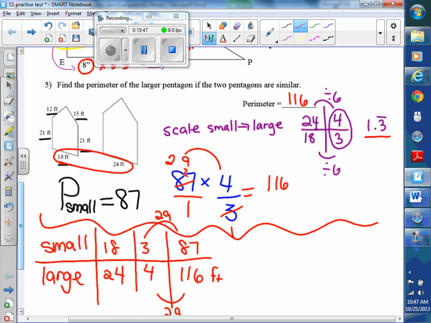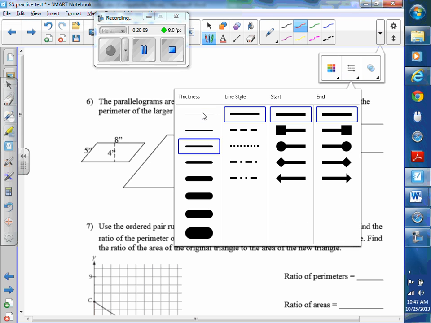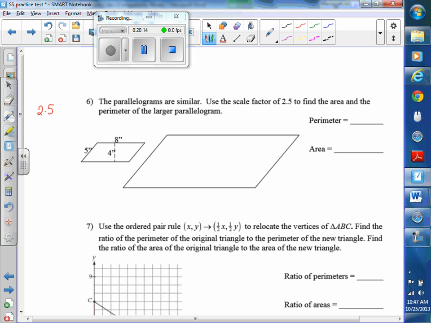Okay. So number 6, the parallelograms are similar. Use the scale factor of 2.5 to find the area and the perimeter of the larger parallelogram. So what Molly did on the last one works nice here because there's not so many sides. So I could do just what Molly did, and I bet a lot of you did that here. If I use that scale factor of 2.5, I'm going to just multiply each one of these numbers by 2.5 to get the larger one.